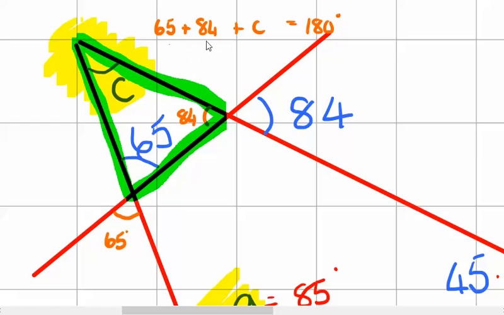So 65 plus 84, that's the hardest one. So if we add the 4, that makes 69. So if we do 69 plus 80, that would make 149, you're right. So 149 plus what makes 180? Plus 31. 31, well done. So that's what we've got for C.